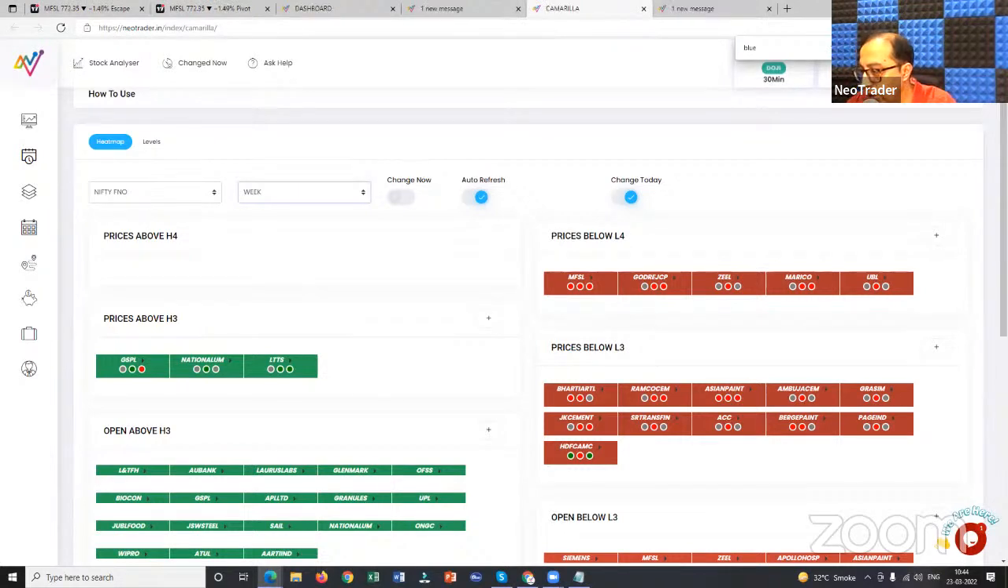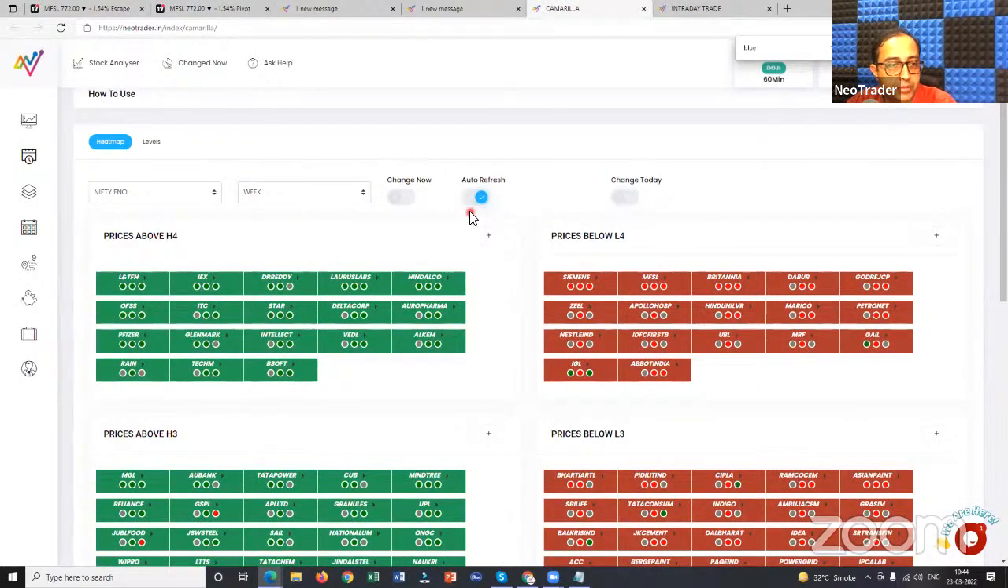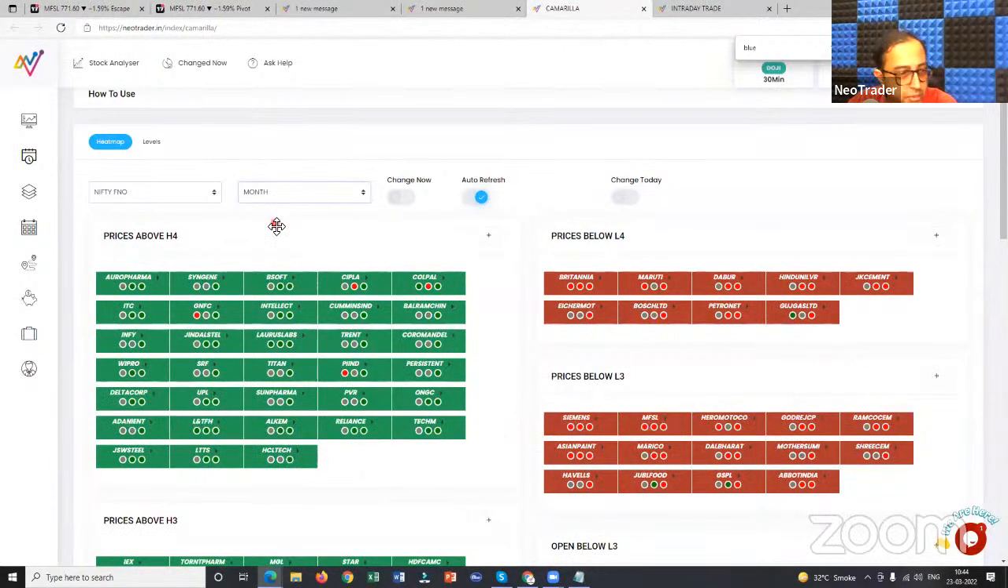Any views on L&T? L&T Financial Holding, yes. L&T is definitely looking good. You can see here that L&T Financial Holding has been moving steadily up. You can see here that on the weekly it has gone up. Is it there on the monthly as well? Yes, you can see here on the monthly also it has gone above H4.